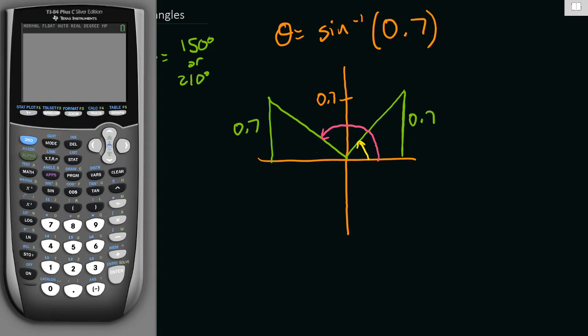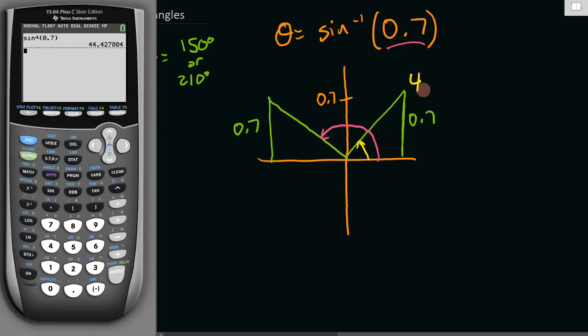What we can do, first of all, is make sure that we're in degree mode. Yeah, okay, good, I'm in degree mode. So since I'm in degree mode, I can do second function sine to get sine inverse, and then I'm going to put in my 0.7. So sine inverse of 0.7 gives me 44.4 degrees. Now, that's only going to be this one right here, 44.4 degrees.